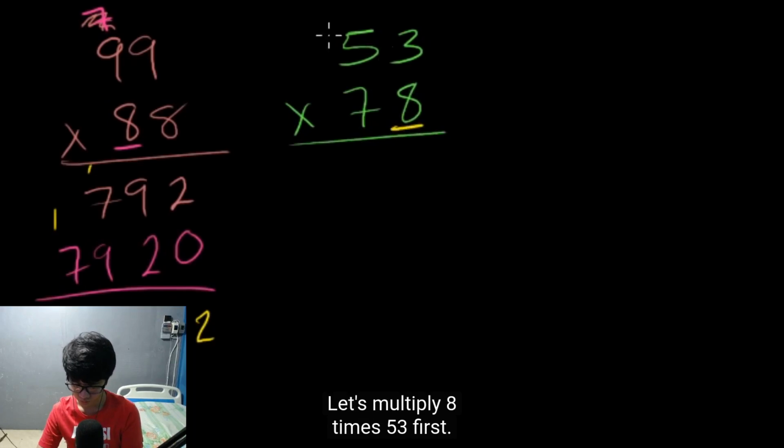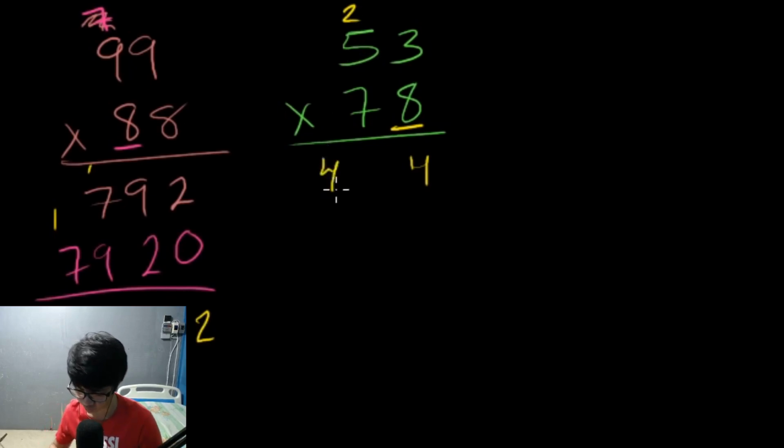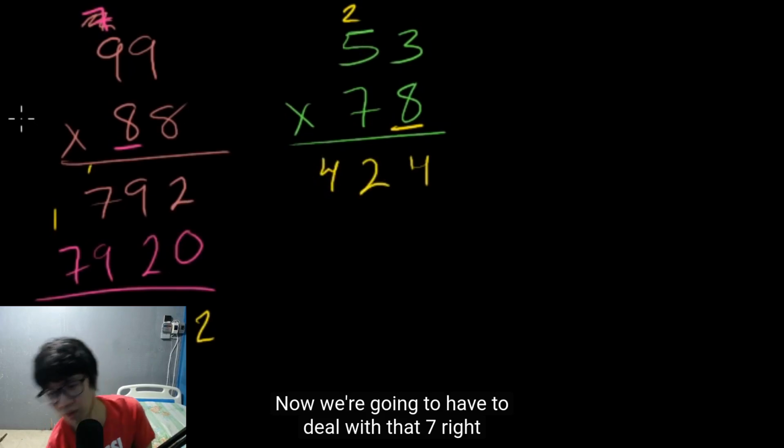Let's multiply 8 times 53 first. So 8 times 3 is 24. Stick the 2 up there. 8 times 5 is 40, plus 2 is 42. 424. Now we're going to have to deal with that 7.